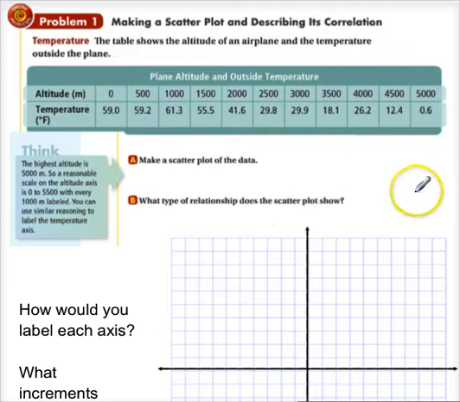Alright, example 1 is making a scatter plot and describing its correlation. They're always going to give you a data chart. The table below shows the altitude, or height, of an airplane and the temperature outside the plane. Whatever's first in our table is usually our x value, and whatever's second is usually our y. So altitude, as a plane gets higher: 0 feet, 500 feet, 1,000 feet, notice the temperature looks like, well, we're not really sure. Does it increase or does it decrease? We're going to use a scatter plot to tell.